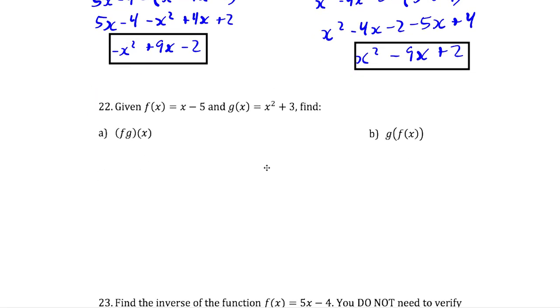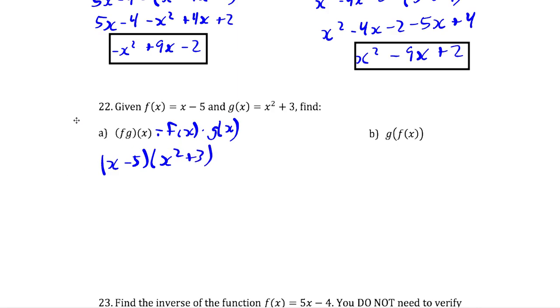And this is multiplication because notice this is f. Actually, this is not multiplication. Oh, no, I'm sorry. It is. Sorry. I'm making too many mistakes today. F times g of x. So this is f of x times g of x. And so what we get is x minus 5 times x squared plus 3.